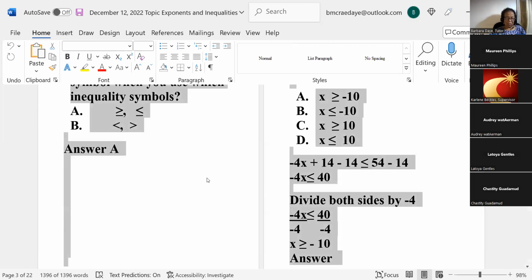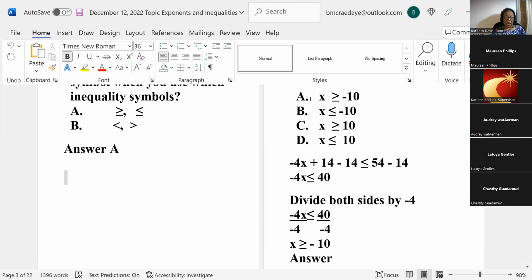Answer A says X greater than or equal to -10. That's what you have here. X greater than or equal to -10. Remember the rule now: when you divide by a negative, the inequality symbol is reversed. So if you started out with less than or equal, your answer will be greater than or equal.